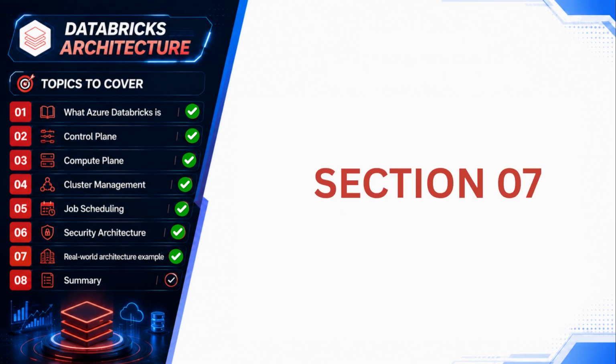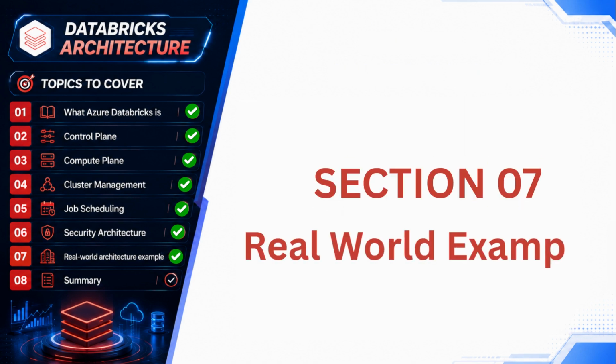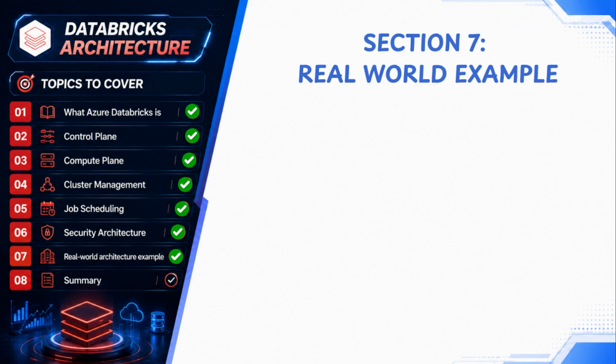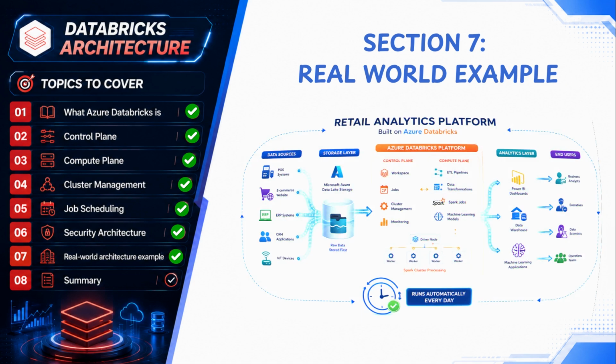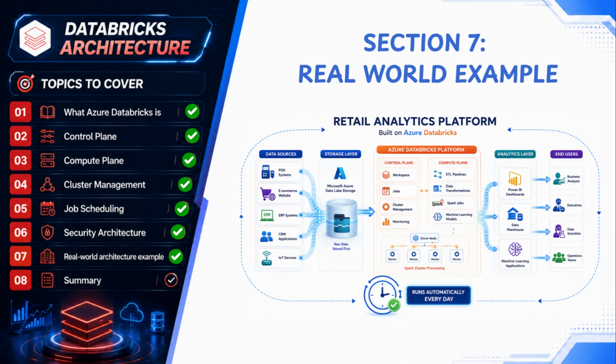The next section is a real-world architecture example. We will see the real-world architecture example. So let's put everything together. Imagine a large retail company. Our data sources will be POS systems, e-commerce website, ERP system, CRM applications, or IoT devices. All these systems generate data.